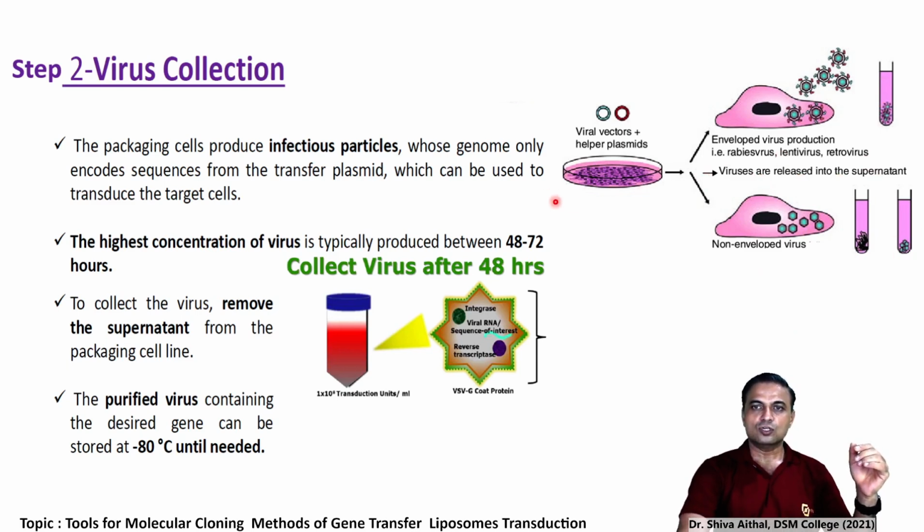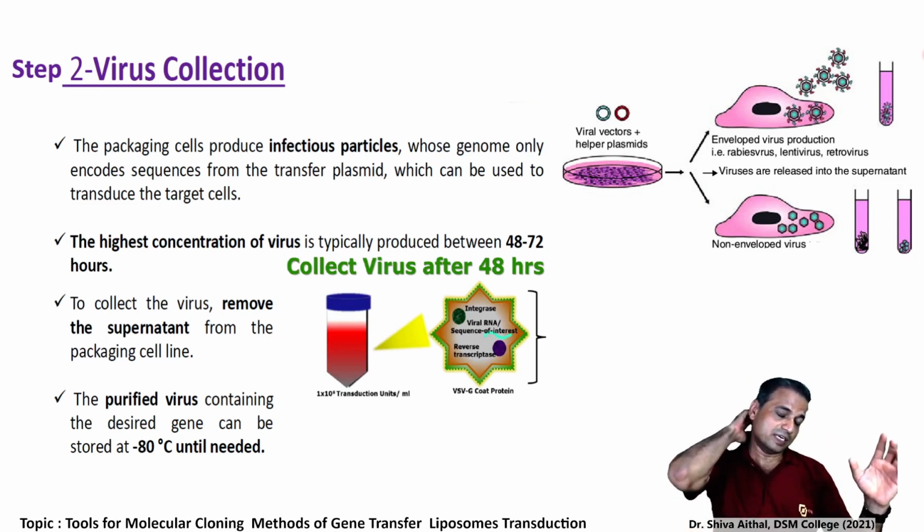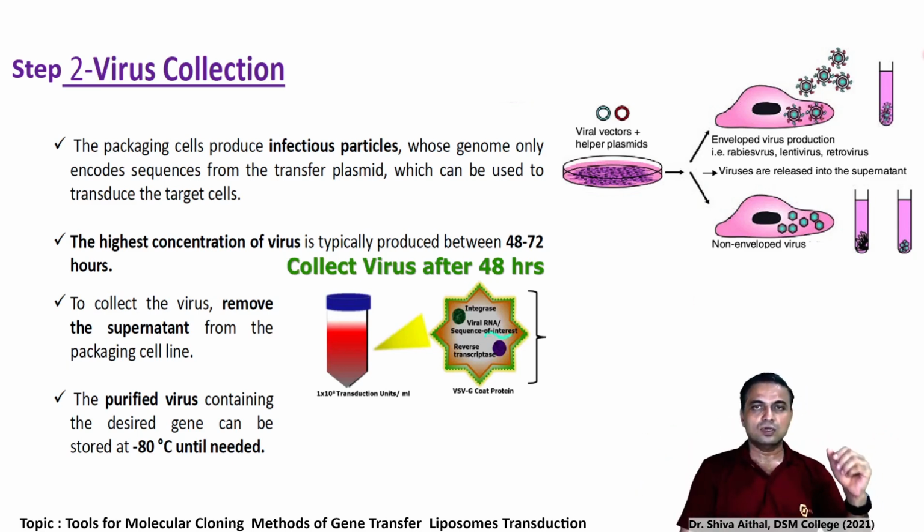So initially viral vectors with the helper plasmids are grown on a cell line culture, that is on Petri plates, then they are centrifuged in a specific buffer solution, and the supernatant is collected in the form of viral culture. Viral culture is collected in the form of supernatant and that is used for gene therapy. The purified viruses can be stored at -80 degrees centigrade.